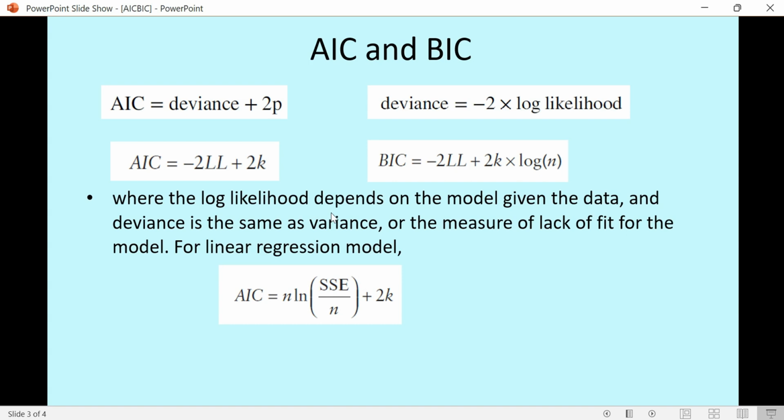The log likelihood depends on the model given the data, and the deviance, like the variance, is a measure of lack of fit for the model. For a linear regression model, for example, AIC equals n times log of SSE divided by n, plus 2k. Here SSE is the sum of squared errors. If you remember linear regression, it is the summation over each observation minus its predicted value from the model, squared. So SSE divided by n is the mean squared error, then we take the log function.